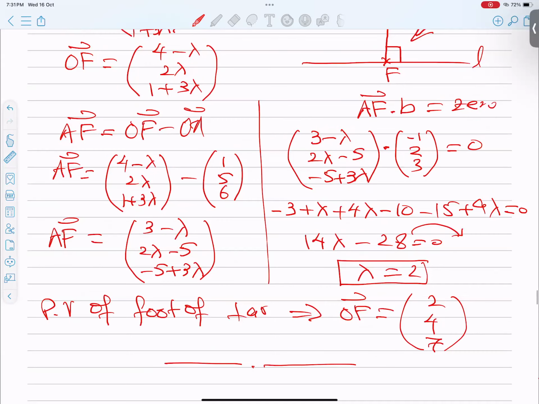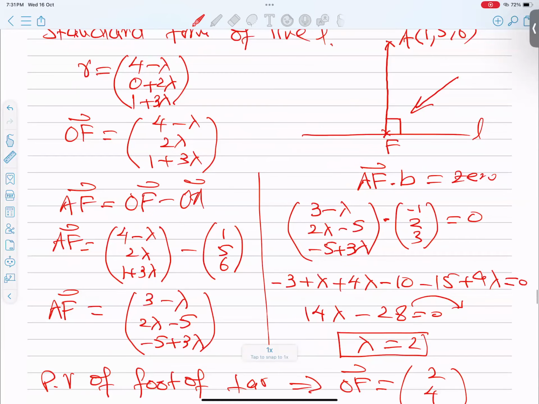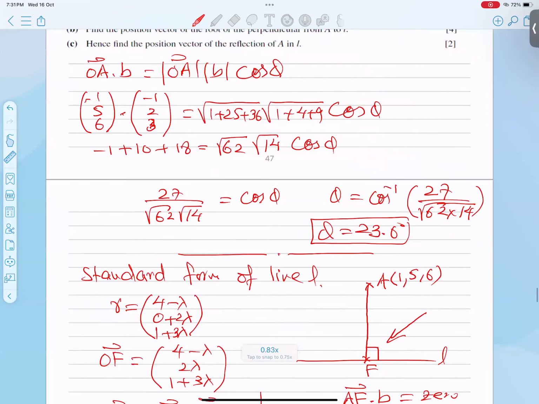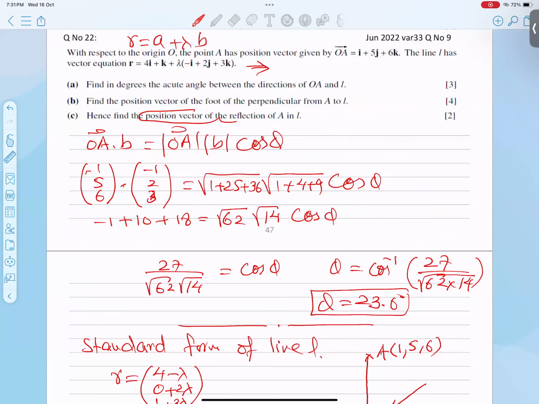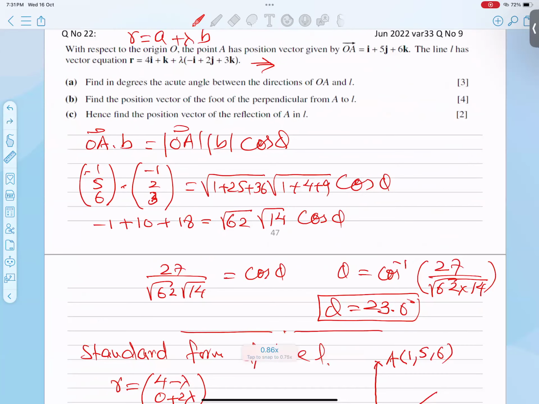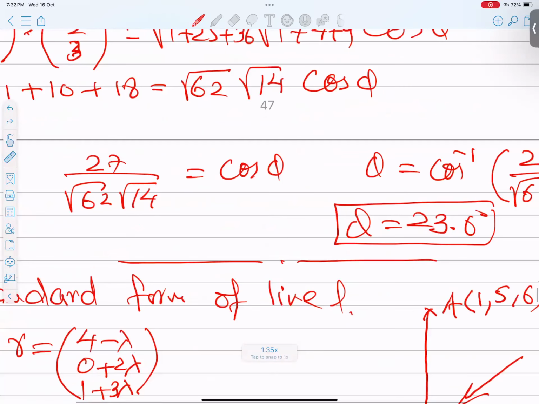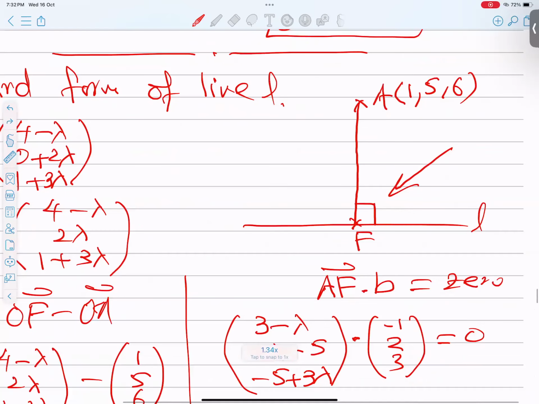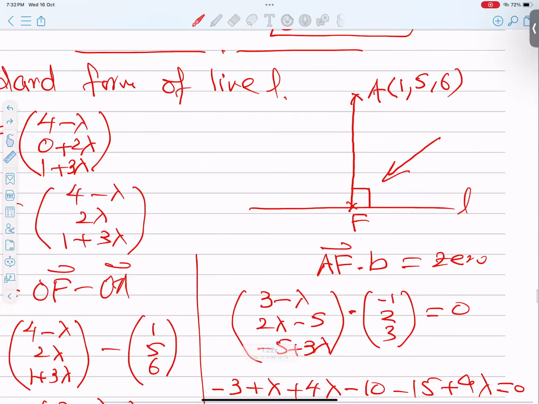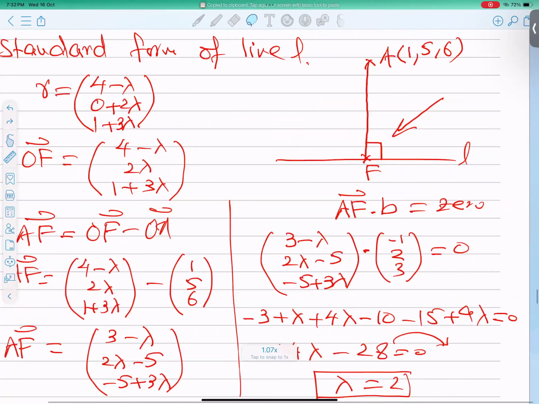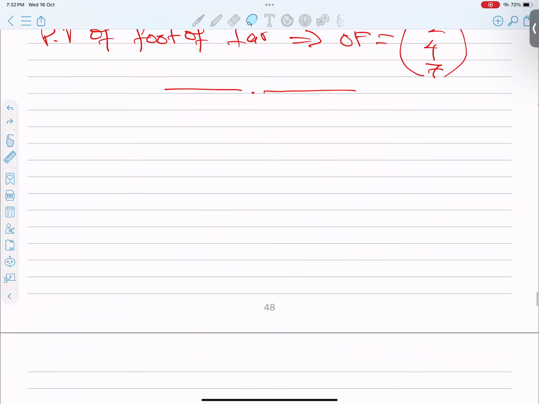Now very interesting. This question is completely over. Now the last and final part. Find the position vector of the reflection of A in line L. Repeat: reflection of A in the line L. For example, this diagram, I just copy and paste once again so you can understand, inshallah. Reflection of the line, reflection.